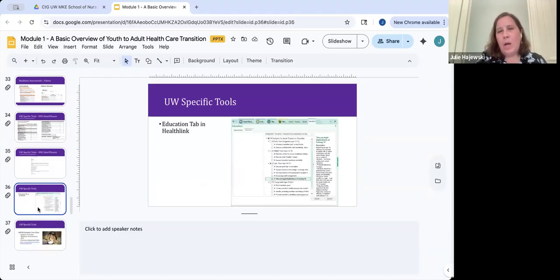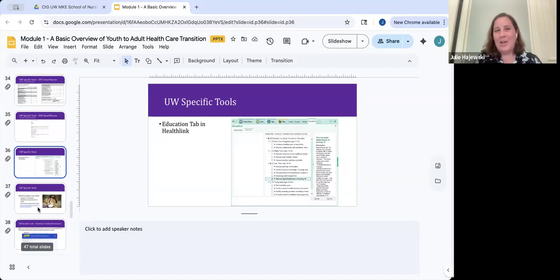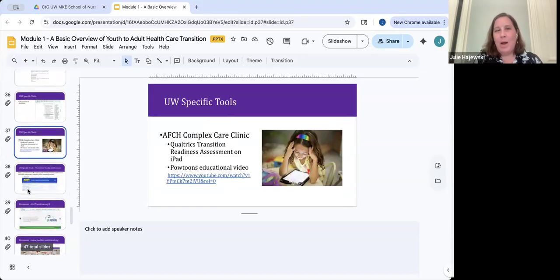And in UW HealthLink, they actually have a nice flow sheet, an education tab. Interestingly enough, though, this is only for utilization on the inpatient side and does not flow into any flow sheet or any note in any way, shape, or form that is helpful for future documentation. So again, great checklist. You can sort it by age, but all you can do is document if it was done. You can't extrapolate it anywhere else in the record.